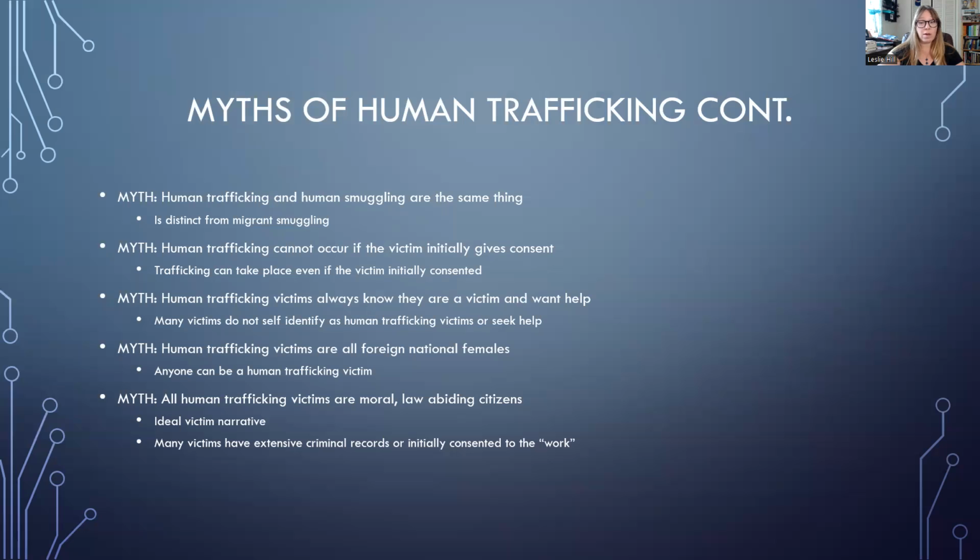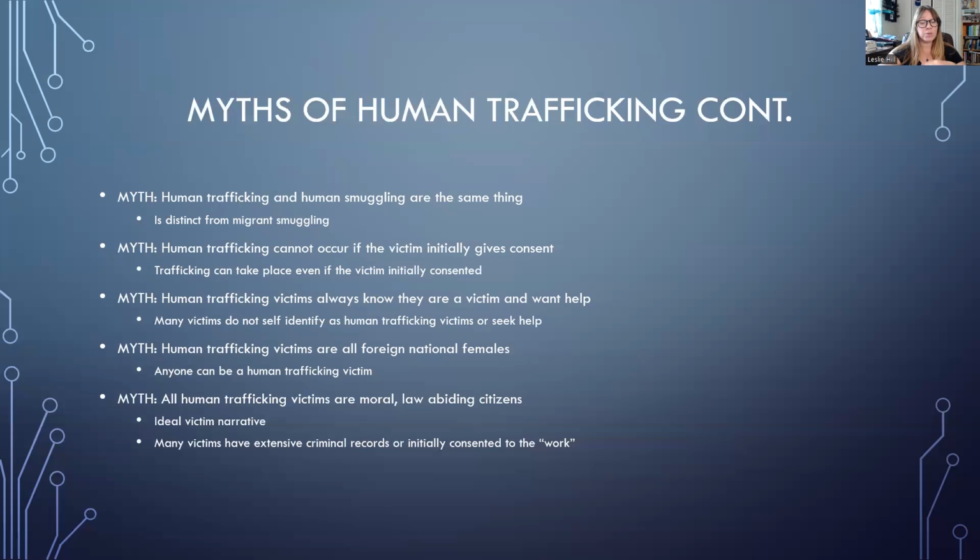The next myth that we're going to cover is that human trafficking and human smuggling are the same thing. Trafficking is distinct from migrant smuggling. Human smuggling or migrant smuggling refers to a violation of a nation's laws about illegal entry and is often performed with the consent of the individual that is being smuggled. The key takeaway here is that those being smuggled usually give permission, consent, or even pay their smuggler, and their intention is to be smuggled into a foreign country. On the other hand, trafficking victims are not consenting, they are not paying to be smuggled or even moved.